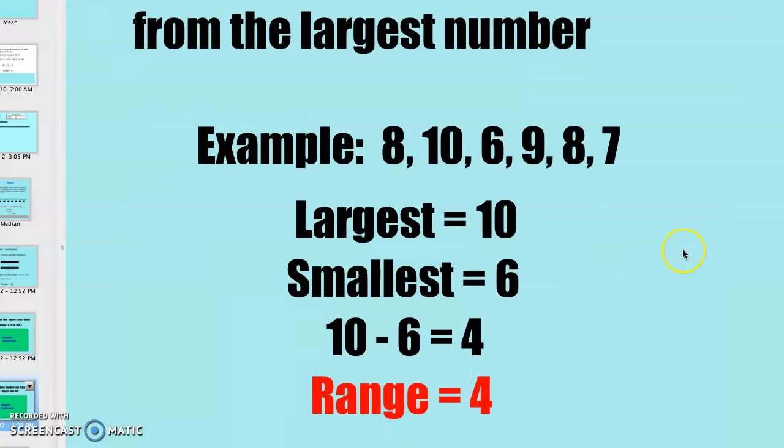Okay, so it's the same data set. Your smallest number is 6, your largest number is 10. 10 minus 6 is 4, therefore the range is 4. So the data set ranges by 4 numbers.